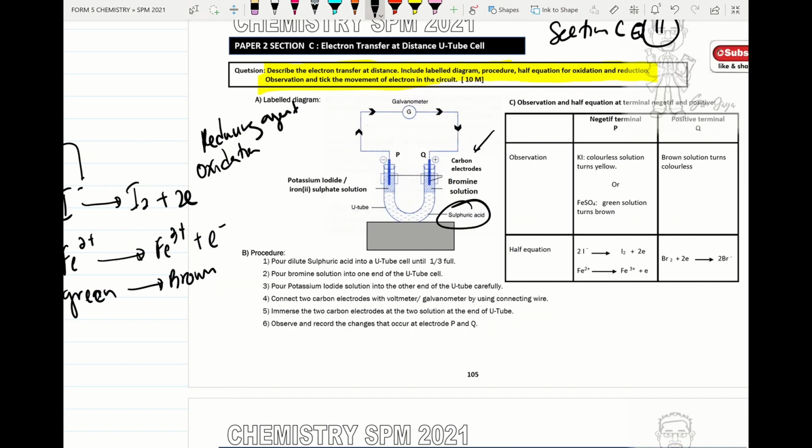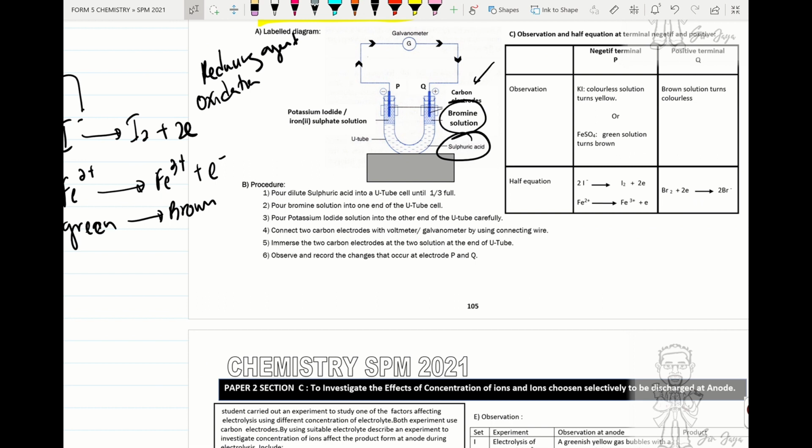Alright, so here please put sulfuric acid. So here we can put bromine solution or acidified potassium manganate(VII) or acidified potassium dichromate(VI). Alright, so or chlorine solution. All this is known as oxidizing agent. Please remember this bromine solution acts as oxidizing agent.